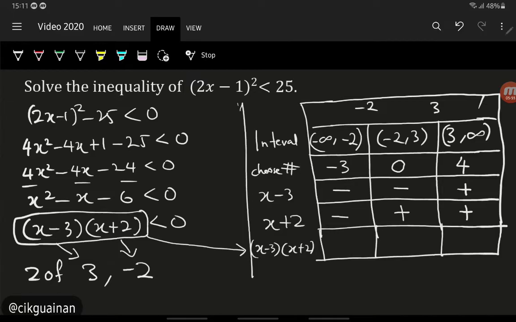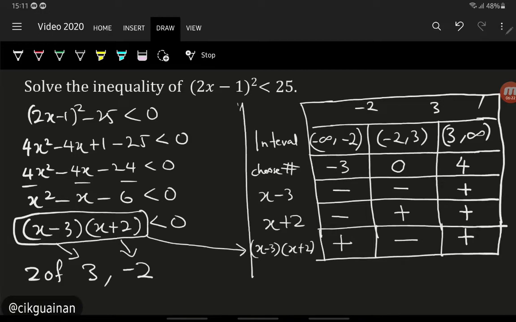Okay, where were we? This one. Multiply, right? So we just need to multiply the signs of this one by this one. A negative number multiplied by a negative number gives a positive number. A negative number multiplied by a positive number gives a negative number. A positive number multiplied by a positive number gives a positive number.